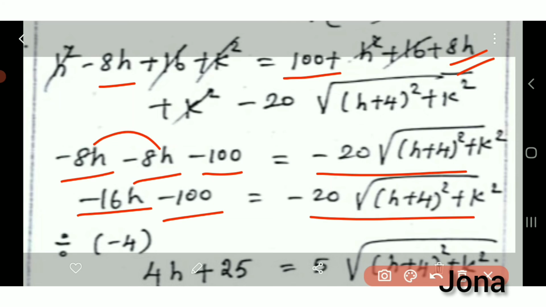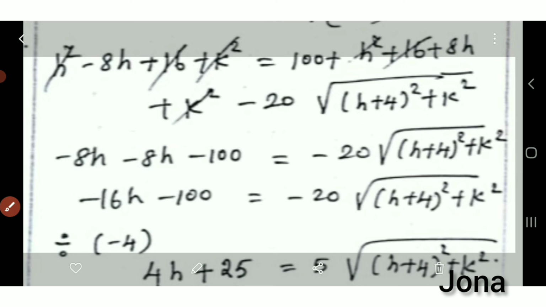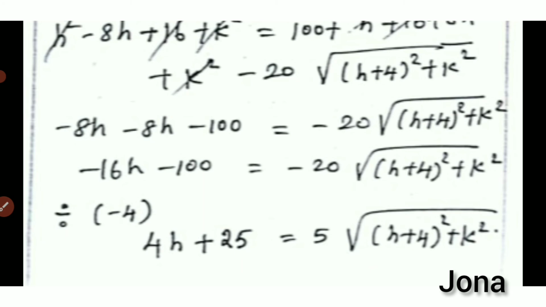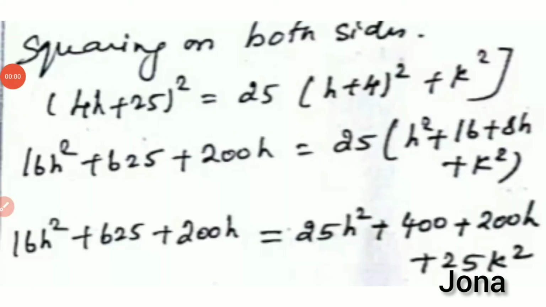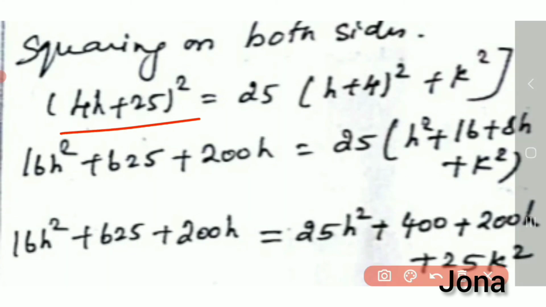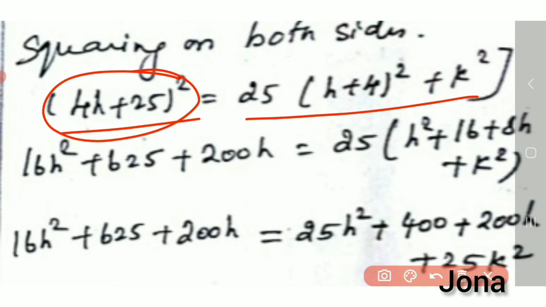We can divide the whole equation by 4 now, so that we have 4h + 25 equal to 5 times root of (h + 4)² + k². Squaring on both sides, we have (4h + 25)² equal to 25 times ((h + 4)² + k²). If we expand this using (a + b)², it is 16h² + 625 + 200h equal to 25 times (h² + 16 + 8h + k²).